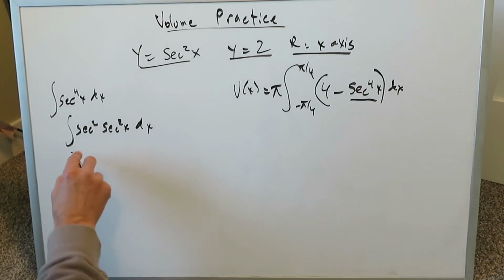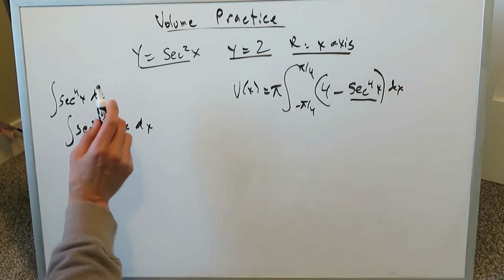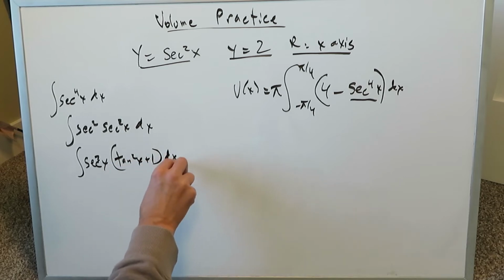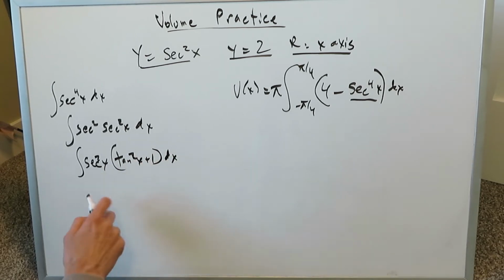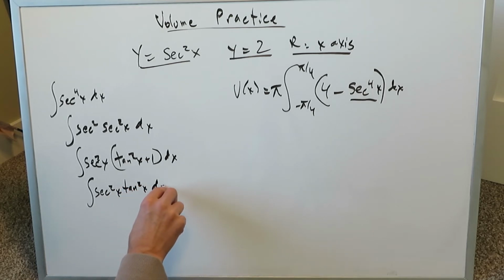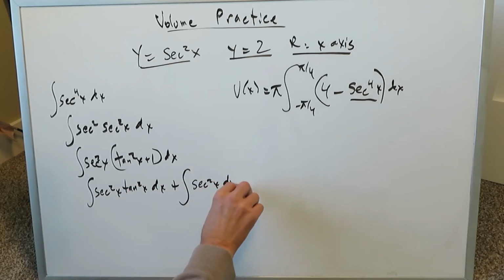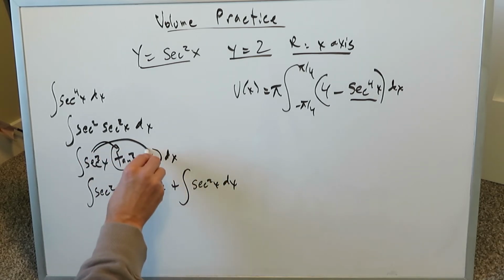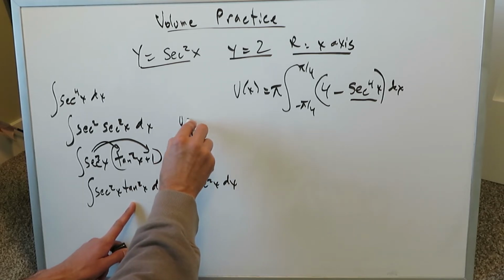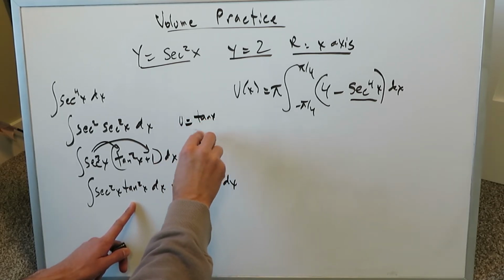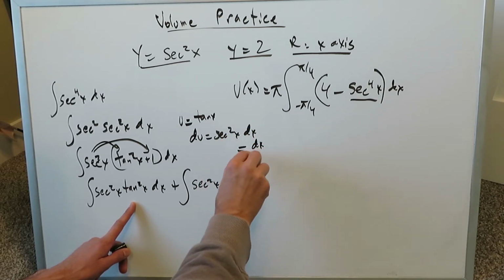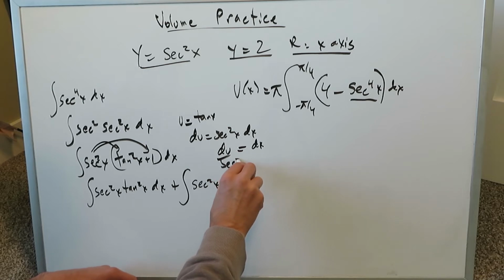This right here is my problem. Secant square x is also equal to tan square x plus 1, dx. Separate everything across this positive sign. You'll have secant square x tan square x dx plus secant square x dx. What did I do? I multiplied this with this, and I multiplied that with that, and I separated across that positive. Polynomial substitution technique. If u is equal to tan x, then du is equal to secant square x dx, and dx is equal to du over secant square x.